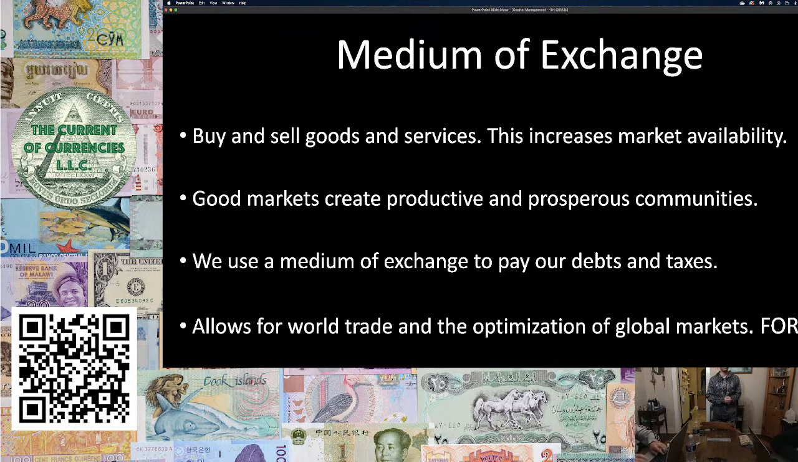So we use a medium of exchange to pay our debts and taxes. And I don't have to explain to you guys how important it is to pay your taxes. You will end up in federal prison if you don't. It also allows for world trade and the optimization of global markets.